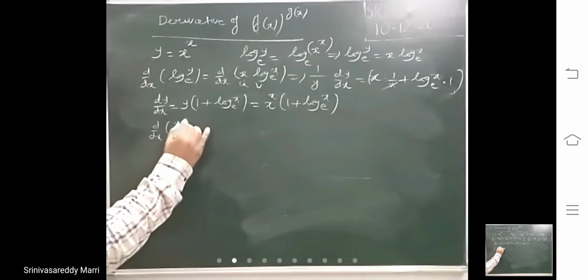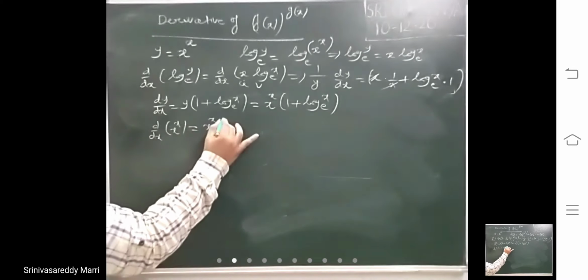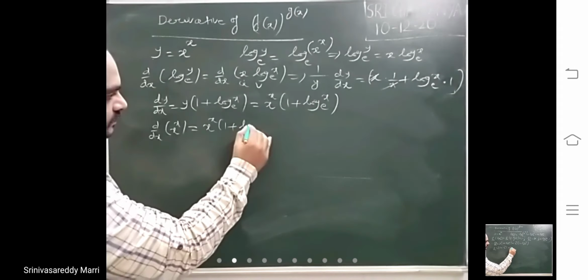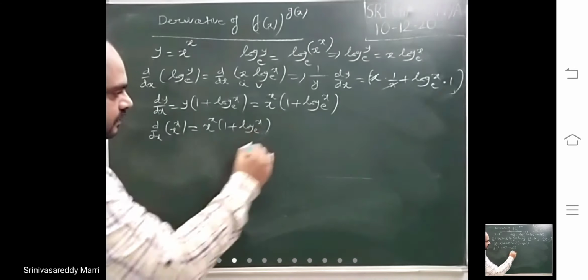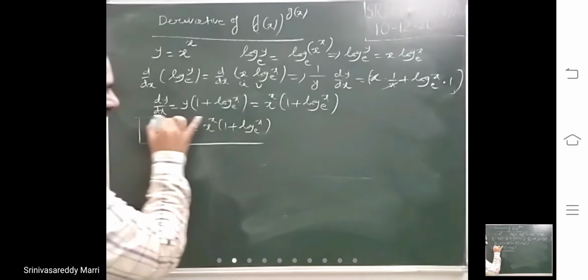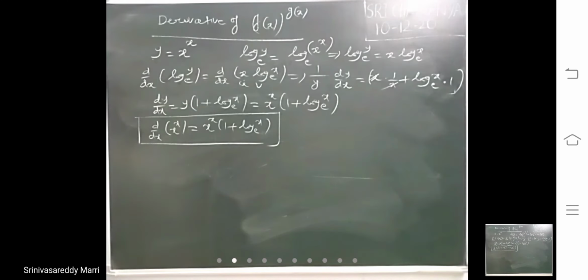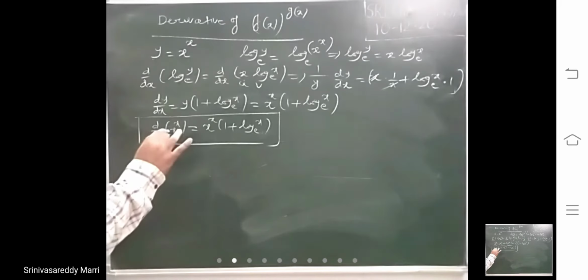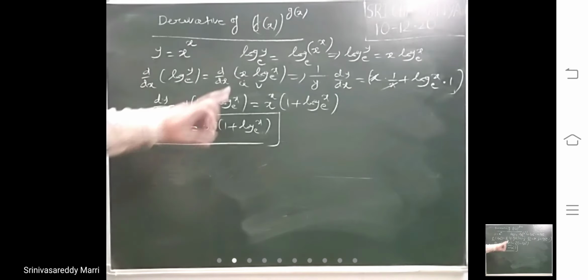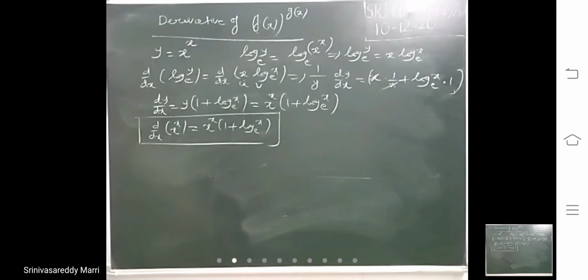One more formula will add to your list. d by dx of x power x is nothing but x power x into 1 plus log x to the base e. Only x to the power x. If any function power function is there, we will follow the logarithmic method. Suppose look at one example of how to use this x power x rule.